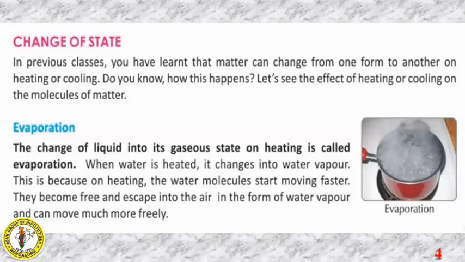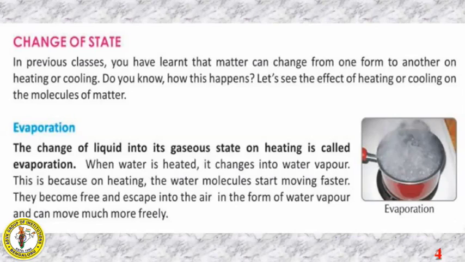Let's see the effect of heating or cooling on the molecules of matter. What happens if we heat the object and what happens if we cool the object? First one is evaporation. The change of liquid into its gaseous state on heating is called evaporation. What is evaporation? Changing of liquid to gas. For example, water into water vapor is called evaporation.